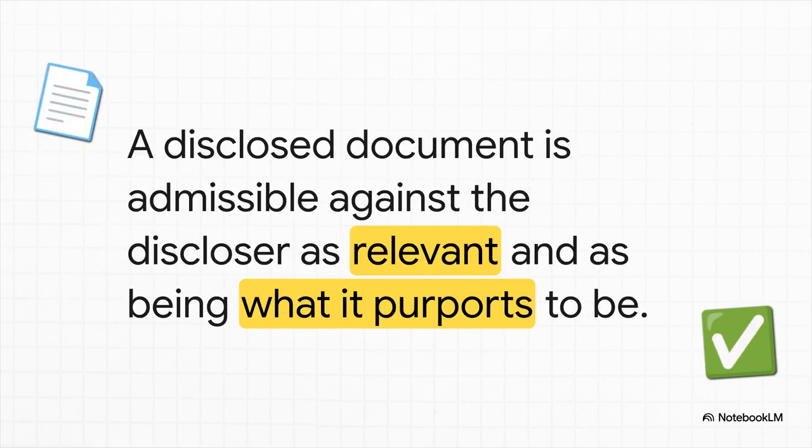Next, let's look at Rule 227, Sub-Rule 2. Now, this is a really practical rule that helps make trials run more smoothly. Basically, if a party discloses a document, they're admitting two things: that it's relevant to the case and that it's authentic. It is what it says it is. It saves a ton of time arguing about those basic points in court.